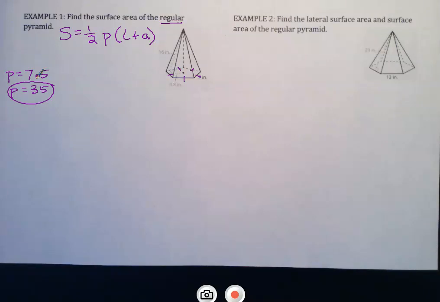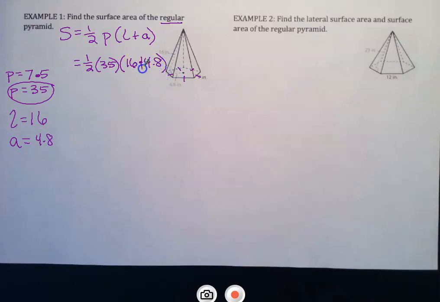Then we need L. Would that be the 16? That would be the 16. Very nice. And we need the apothem. You got it. So in this case, it's super simple to plug that all in, right? Our surface area is going to equal 1/2 times 35 times the quantity 16 times 4.8.